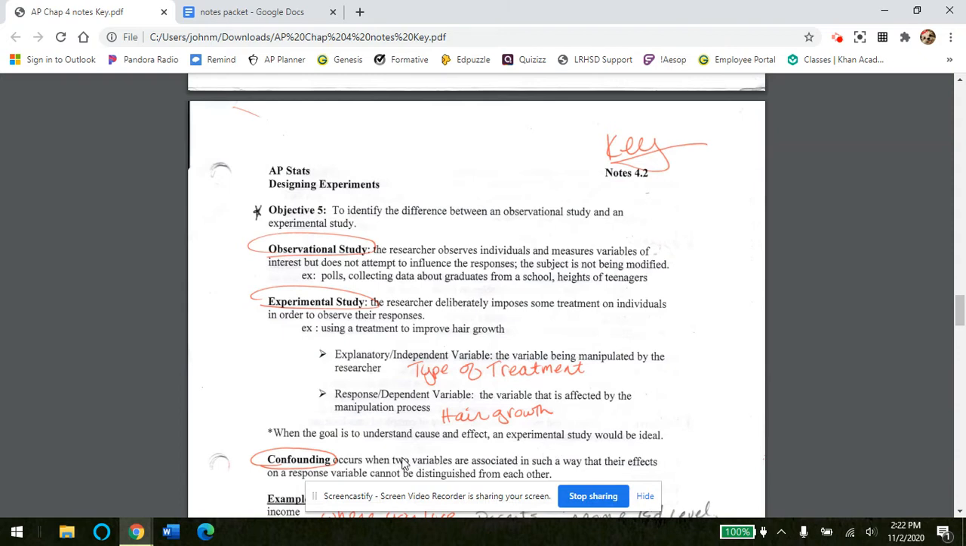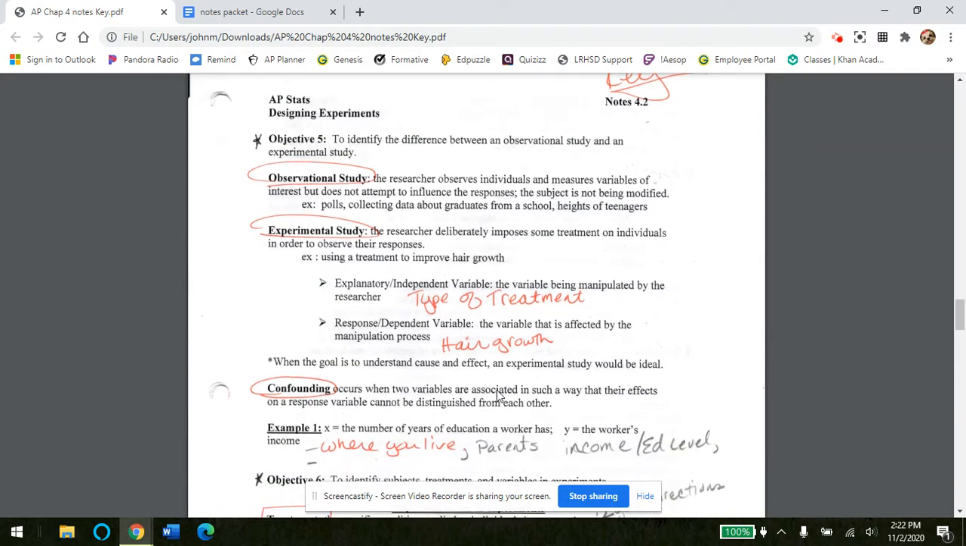Confounding, real big deal. Okay. Confounding occurs when two variables are associated in such a way that their effects on a response variable cannot be distinguished from each other. So let's go back to this hair growth, okay?